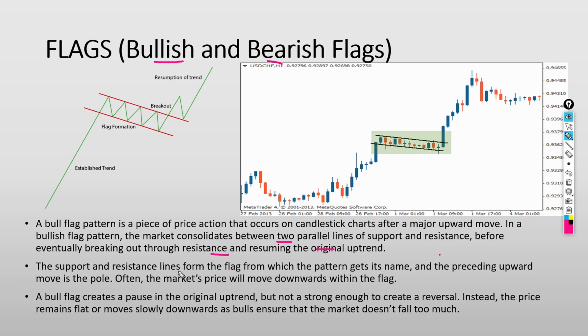The support and resistance lines form the flag from which the pattern gets its name, and the preceding upward move is the pole. Often the market price will move downwards within the flag. So a bullish flag creates a pause in the original uptrend, but not strong enough to create a reversal. Instead, the price remains flat and moves slowly downwards as the bulls ensure that the market does not fall too much. This is the same thing that has happened in triangles and peanuts.